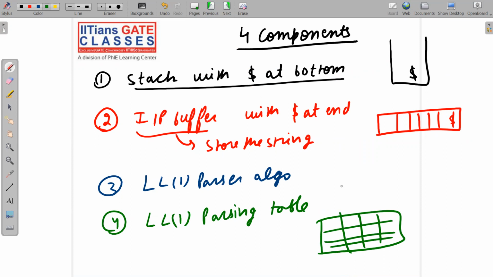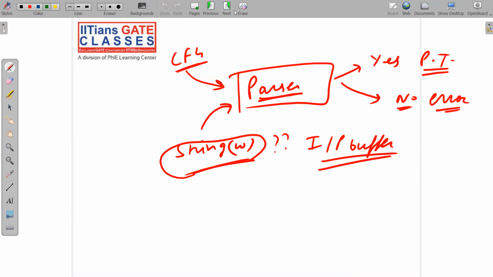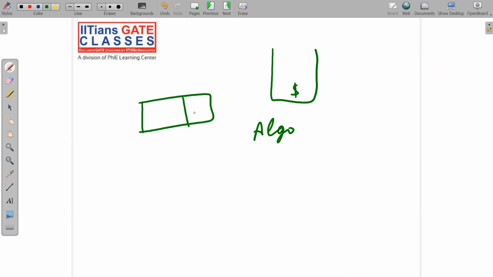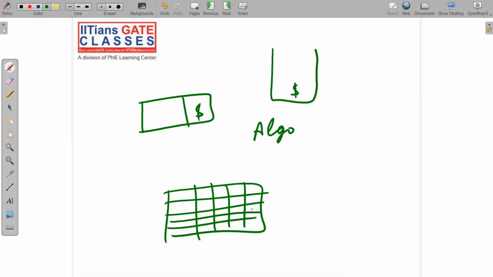Let me show how all these 4 components are connected. Please note it down, and I will jump to the next slide now. So see here carefully. The algorithm will use the stack with dollar, the input buffer with dollar at the end, and the table. And accordingly, it will decide what to do and what not to do. So the algo will see the stack, then the input buffer and the table. It will see all the things, and it will decide which production to choose and so on.